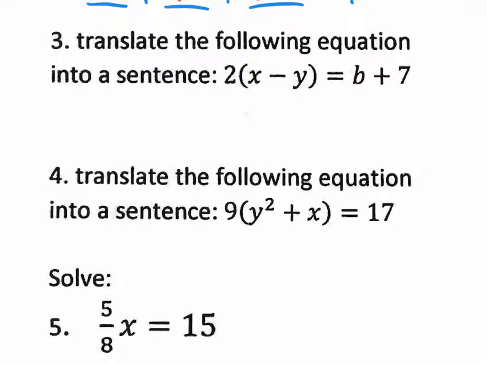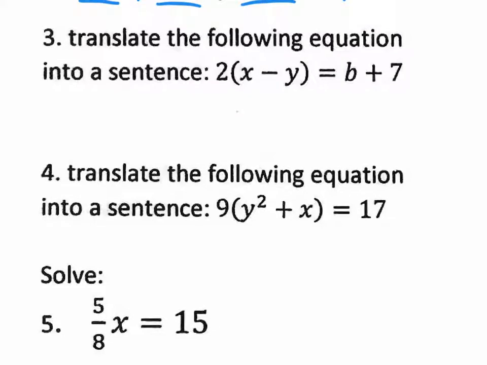Number 3, translate the following equation into a sentence. Okay, this one's kind of tricky because there's so many things right here, and there's different variables also. So let's start by using the word twice instead of 2 times, okay? And also, there's a certain word we haven't used much in class that we're going to use, especially because it pops out on the test, quantity, all right? So we're going to say twice the quantity. Twice the quantity just means that we're going to multiply by something inside parentheses.